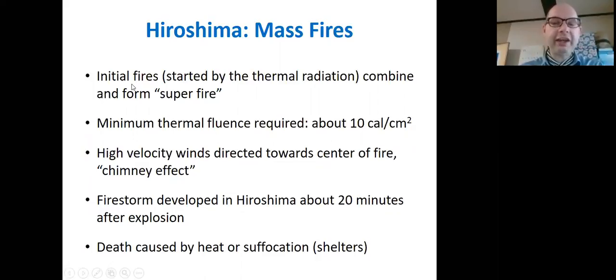You can get initial fires, which are started by the thermal radiation. The different fires can combine and produce something called a super fire. And then you get high velocity winds, which are directed towards the center of the fire, which basically produces its own kind of climate. And you get these effects happening. Firestorms developed in Hiroshima about 20 minutes after the explosion.